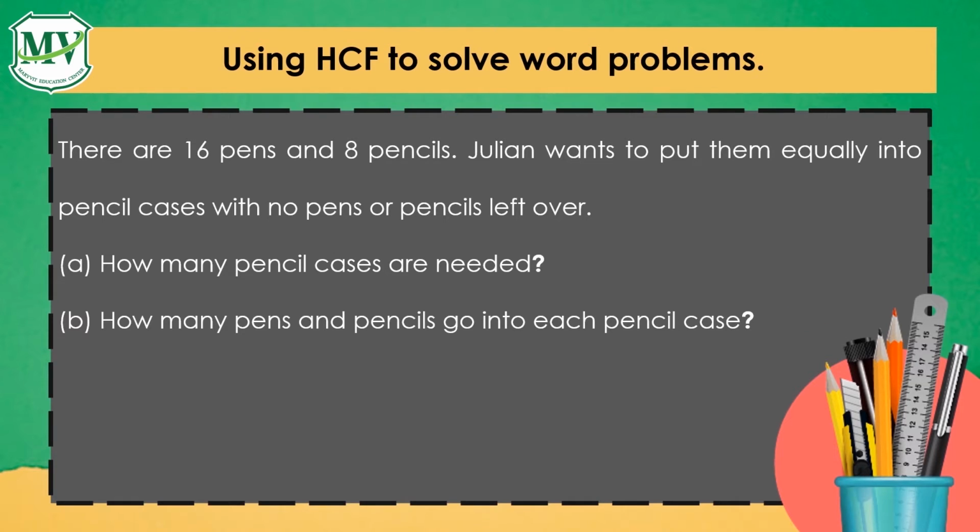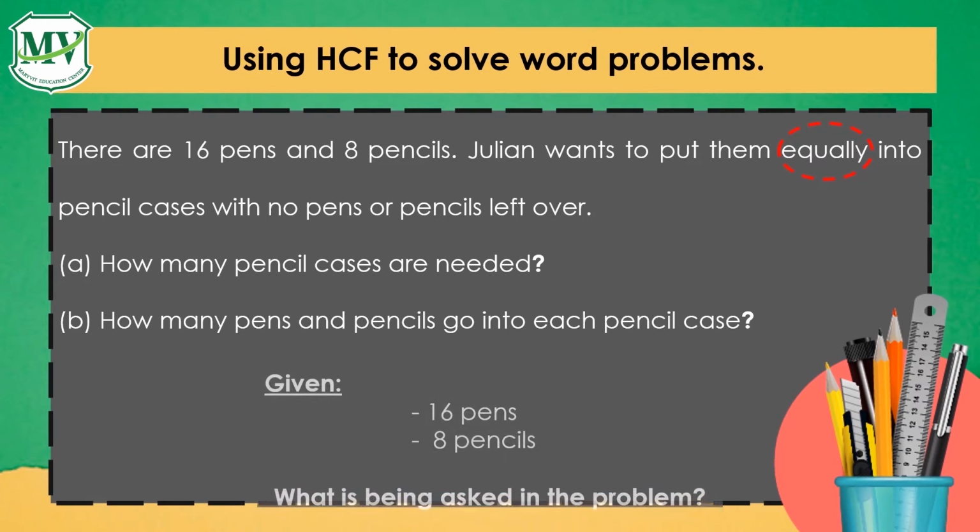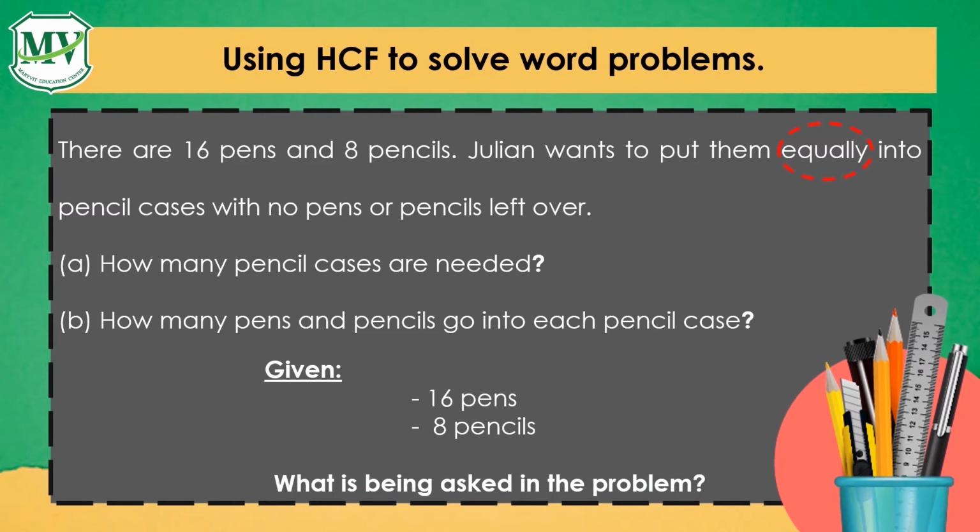What keyword can you see in the problem? Our keyword is equally. Now, the given numbers are 16 pens and 8 pencils. As we notice, there are 2 questions being asked in the problem. First, how many pencil cases are needed? Second, how many pens and pencils go into each pencil case? Let's try to solve it.